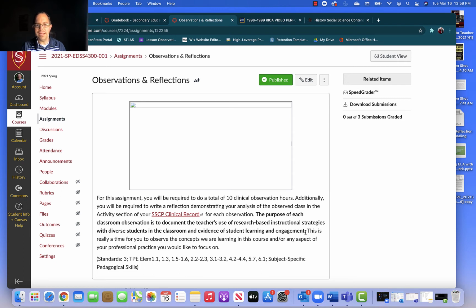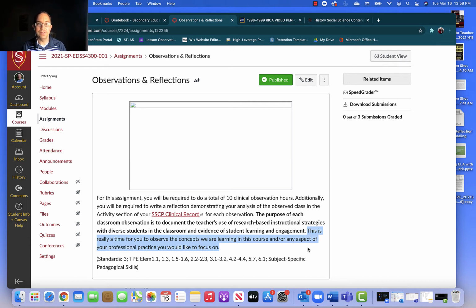But I like this last one. This is really a time for you to observe the concepts we were learning in this course. So, hey, let's go look at unit planning. Let's go look at discussion and let's observe that, or any other aspect that you're interested in learning about. I know some of you right now are interested in classroom management, so maybe going to observe some of that. So those are the things you want to be looking for, at least doing for 10 hours of observation.